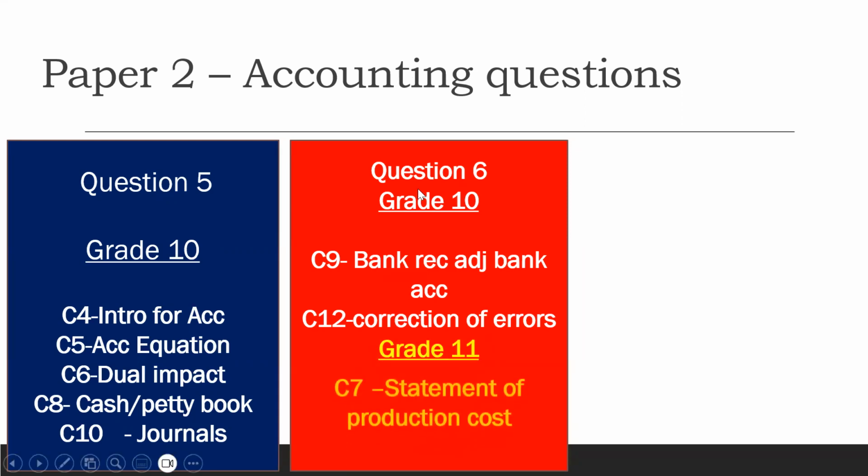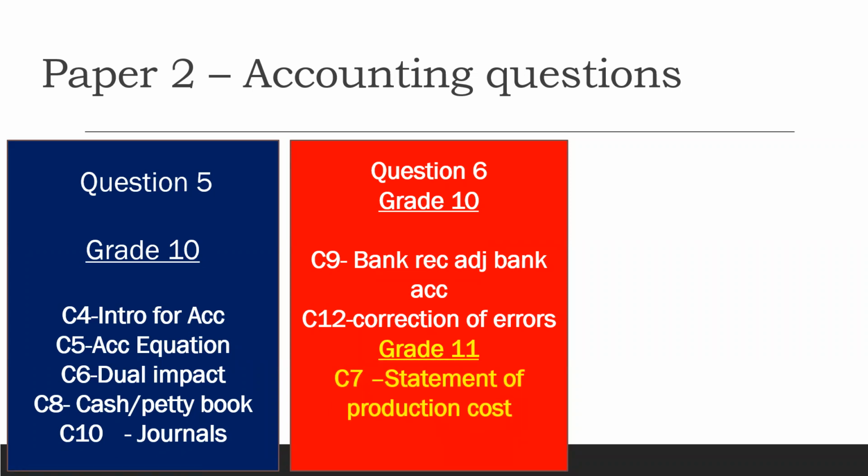The last one, grade 11, is the statement of production cost. So what do you mean by statement of production cost? The cost which is related to the production. Cost which is related to the production can be broadly divided into 2, direct cost and indirect cost. Direct cost, another name, prime cost. Indirect cost, another name, overheads.